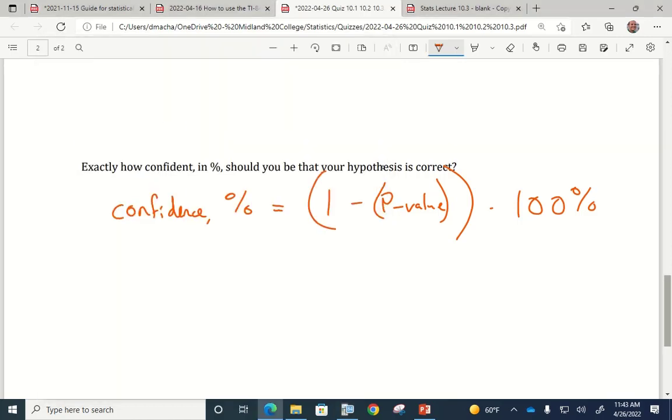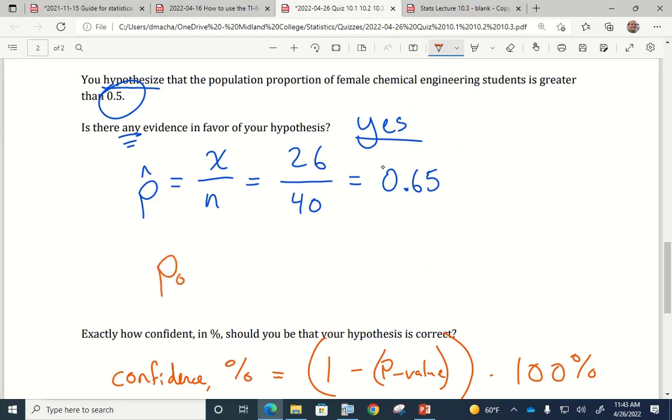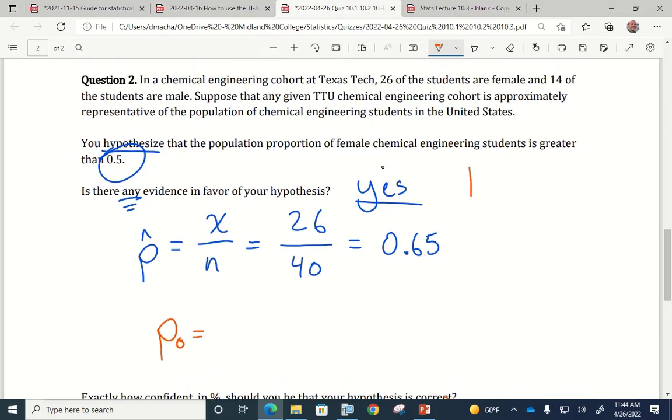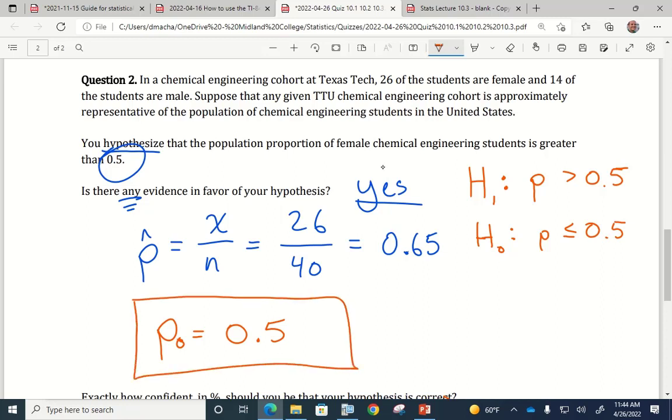Well, what is p naught? P naught is going to be the boundary between my null hypothesis and my alternative hypothesis. My null hypothesis is just the converse of my alternative hypothesis. My alternative hypothesis is what I'm actually seeking evidence for. What am I trying to claim here? And my claim is that the population proportion is greater than half. So the converse of that would be that the population proportion is less than or equal to half. And my p naught is going to be 0.5 because that's the boundary between my null and alternative hypotheses. So when my calculator asks me what's p naught, I'm going to put in 0.5.